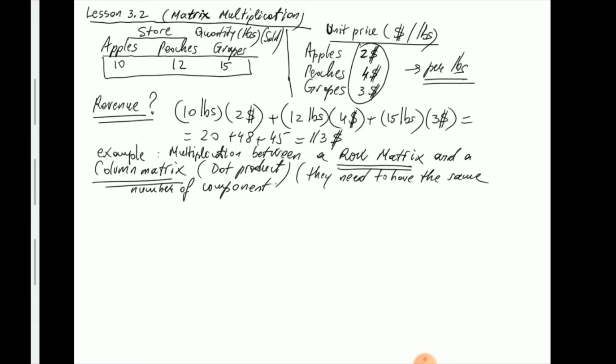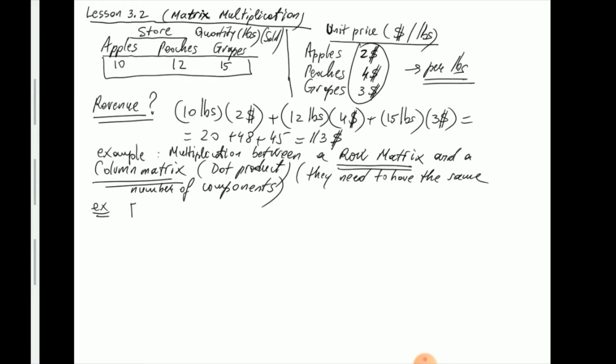Otherwise, the multiplication is not defined. So it's important to understand from the beginning that multiplication of matrices is not defined for any pair of matrices. There are conditions in terms of rows and columns. So in this case, if you have a row and a column, they need to have the same number of components. So let's take another numerical example.